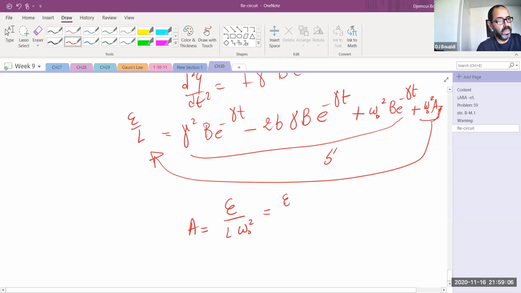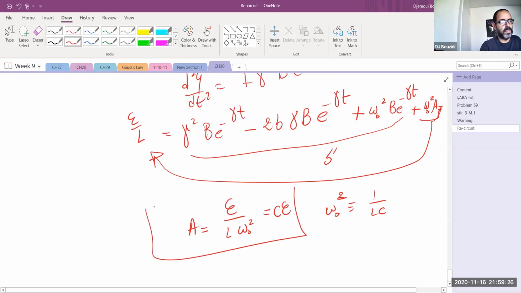I'm sorry, where is omega naught squared? It's going to be the EMF times C. Okay, we juggle the stuff in here, where omega naught squared is, by definition, I defined it up there to be 1 over LC. So 1 over L cancels the L, and then you will have 1 over C, so it's going to come upstairs. So we found A. So this is easy.